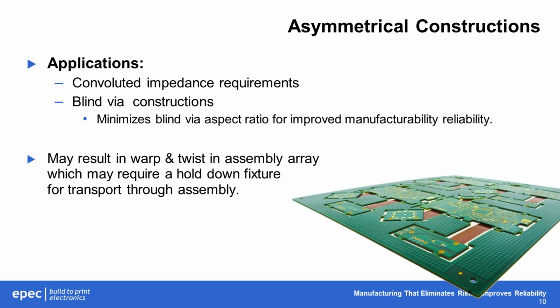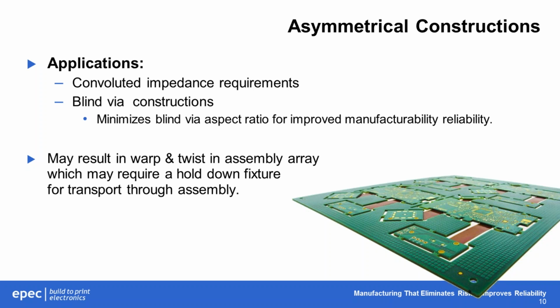The next construction we wanted to talk about is asymmetrical ones. The applications for an asymmetrical construction are typically driven by some very convoluted impedance requirements, where you have widely varying dielectric thickness requirements within the design, and also by blind via constructions, where the asymmetrical design construction allows the blind via aspect ratio to be reduced, which in turn improves the manufacturability and reliability of the parts.